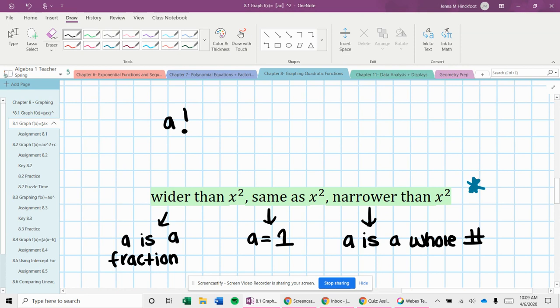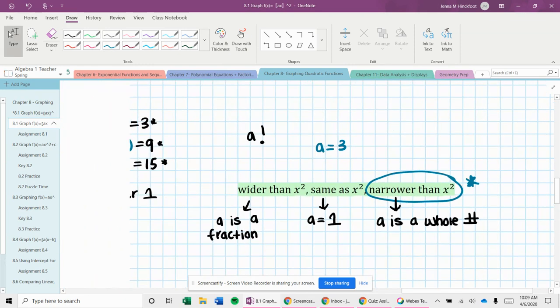So in this case, our a was 3. So if a equals 3, that's a whole number, so you would answer narrower than x squared. Okay, let's do one more.